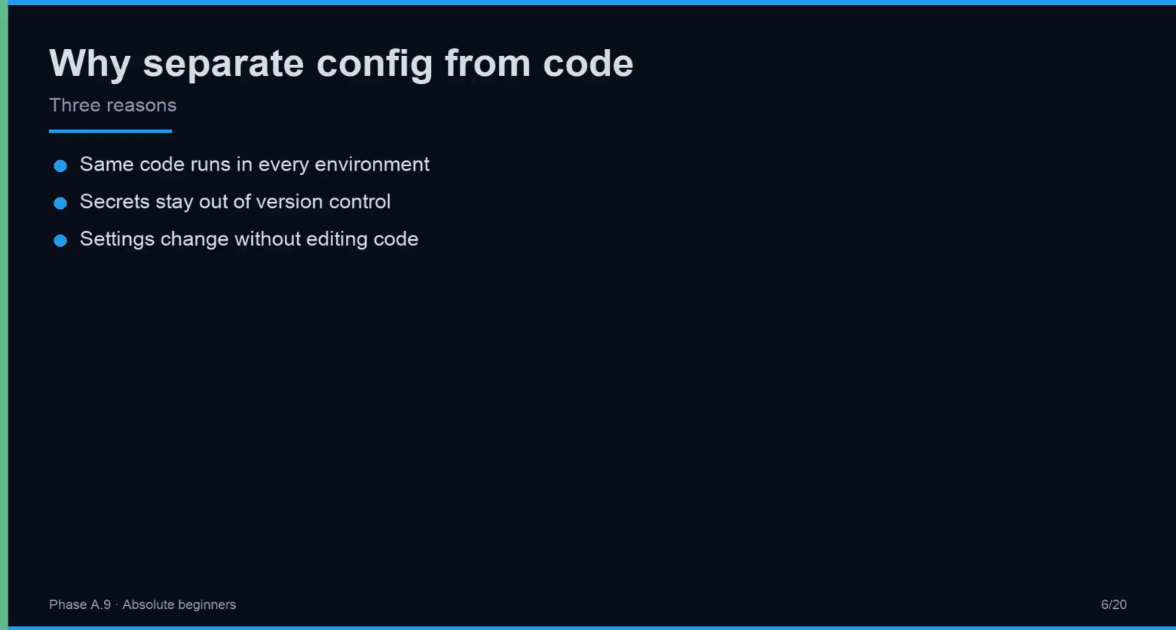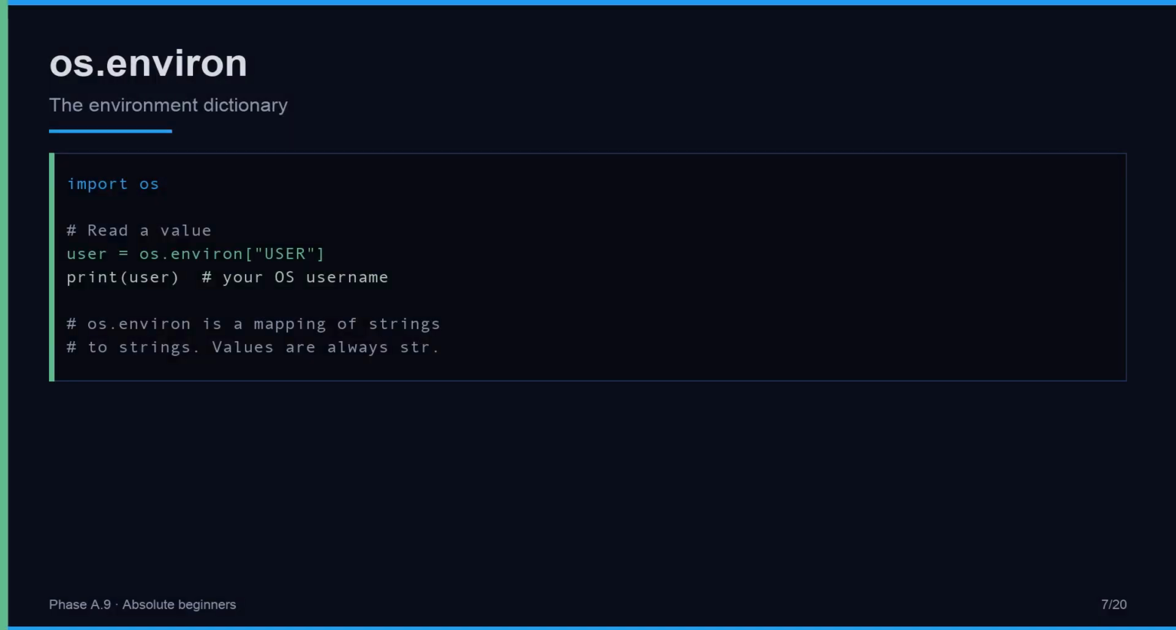Three solid reasons. Open a Python file and import os. os.environ is a dictionary-like object that holds every environment variable. Read a value with square brackets. os.environ with the key USER gives your operating system username. Every value is a string. Even numbers come through as strings, which means you have to convert them yourself with int or float when you need a numeric type. We will see that conversion soon.